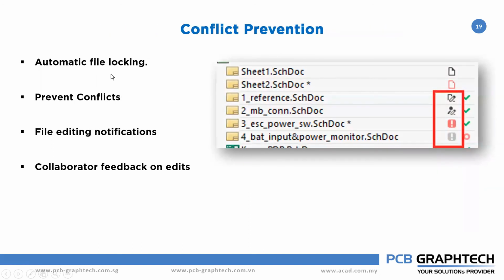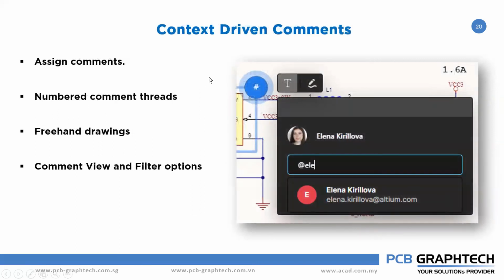Also, you can do automatic file locking, because it is under version control. When collaborating users are working on the same project, it prevents conflicts between one user and the other, and it notifies the collaborators that this user is editing the project. It locks it for them. But if a user wants to break the lock, this information will also be given to the other collaborating users. So this is done inside Altium 365.